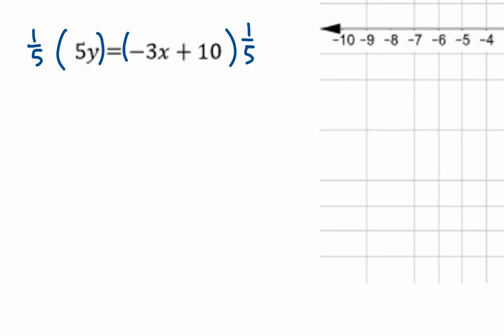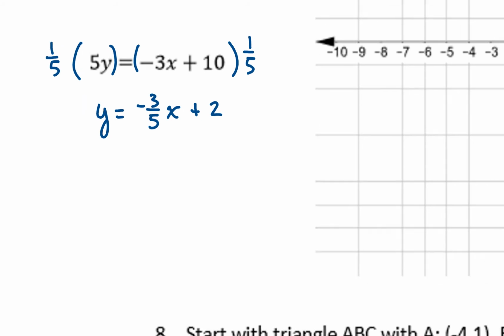So 1/5 times 5 is just 1. So on the left-hand side we have y. On the right-hand side I've got negative 3 times x times 1/5. I'm going to combine that and write it as negative 3/5, and it still times the x. And then finally I've got 10 times 1/5. 10 times 1/5 is 10 over 5. 10 divided by 5 is 2. So this is the equation, right? y equals negative 3/5 x plus 2. So that's what I'm graphing.